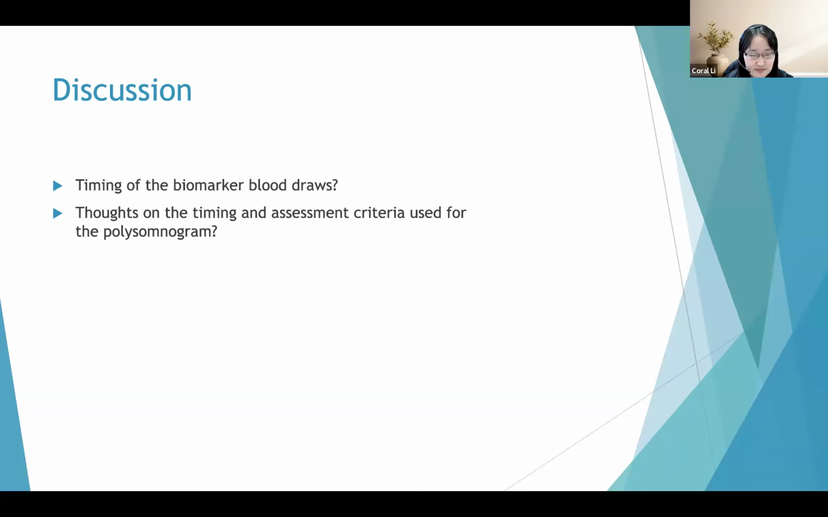There have been some articles that show there's no big difference. However, we also have to question, like, during the time of day with the O2 saturation, that could also be variable if it'll affect these biomarkers as well. So definitely. And then for the polysomnogram component, did you guys feel like the criteria on how they define apnea events, sleep apnea events, were appropriate?